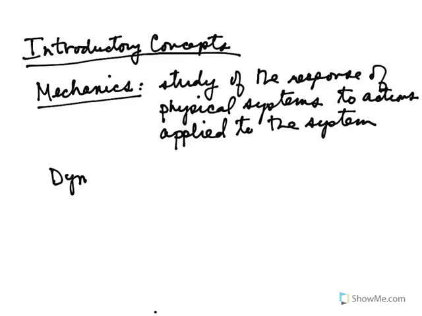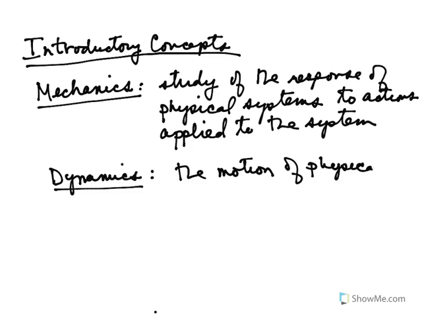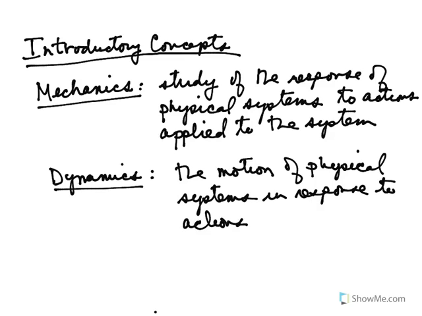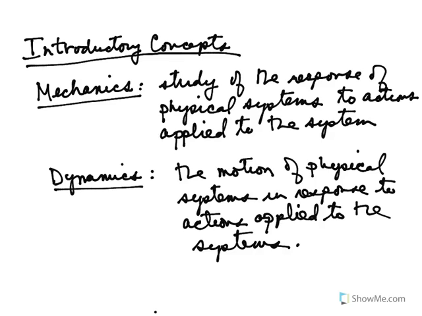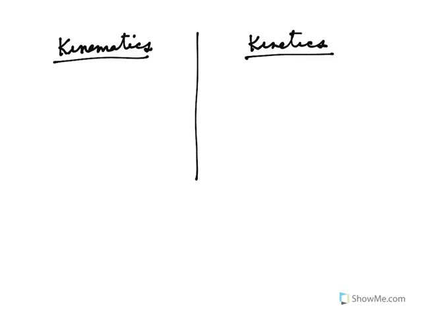So what is dynamics? At least from a mechanics standpoint, what is dynamics? So dynamics is the motion of physical systems in response to actions applied to the system. Now, dynamics itself is actually broken up into two pieces, and we're going to talk about both of these pieces in this class, but right now I'm just going to give you a high-level view of it. The two pieces of dynamics that are critical to being able to characterize motion of physical systems are kinematics and kinetics. These are the two halves, if you want to call it that.